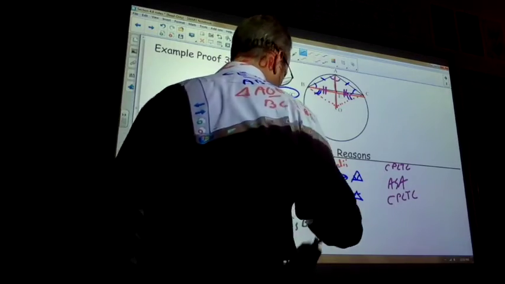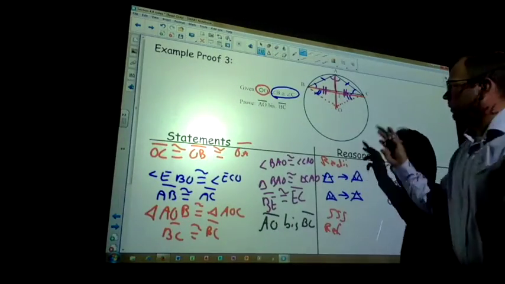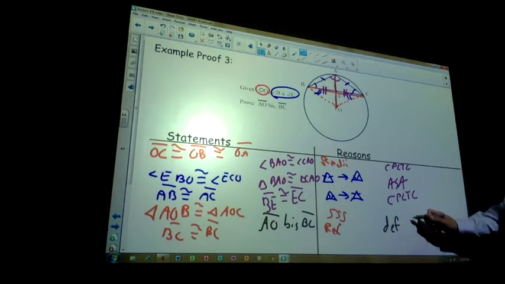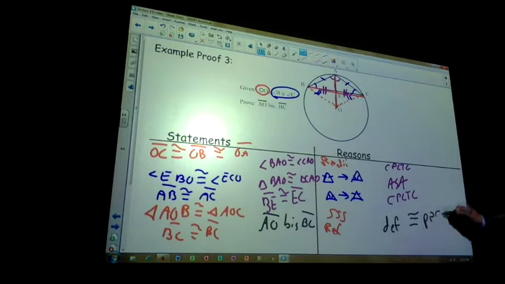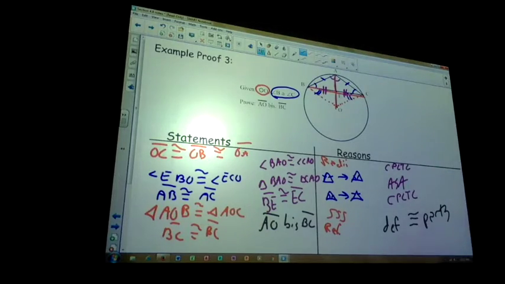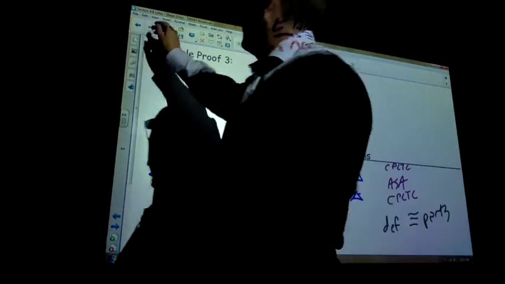Oh, that's ugly. I'm sorry. The reason I say that is definition of congruent parts or something. There, let's just leave this proof behind.